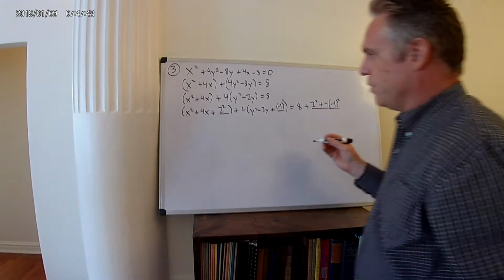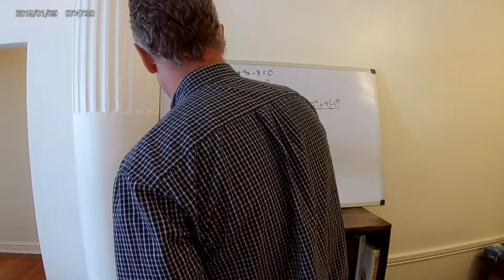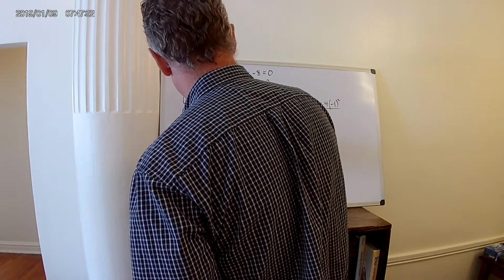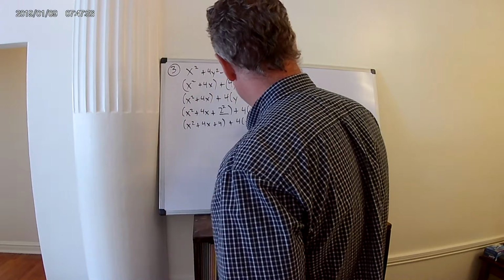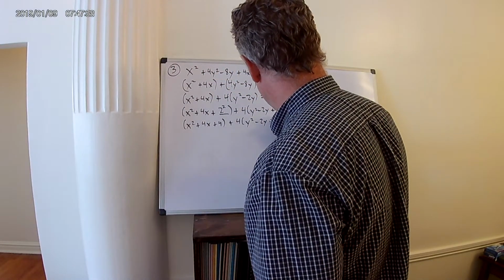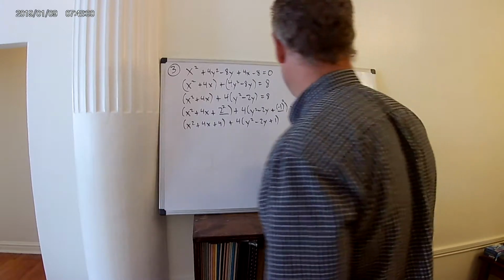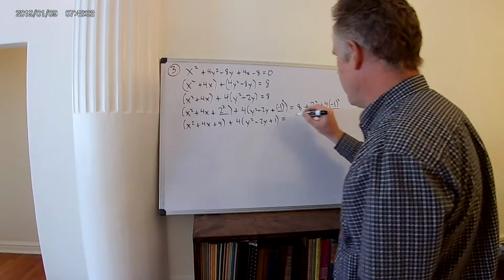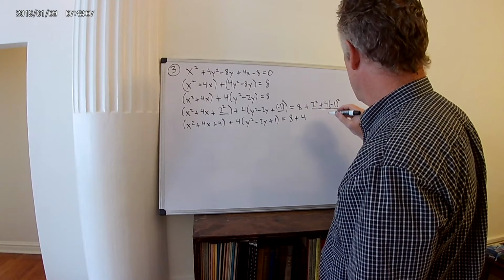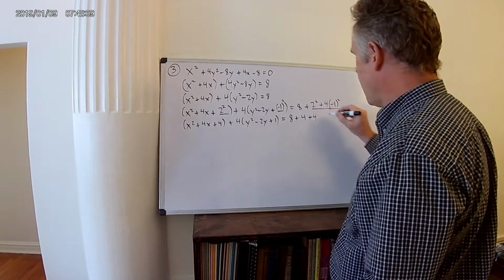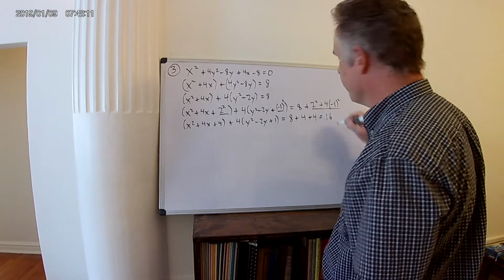And let's take this step by step. This gives us x squared plus 4x plus 4, plus 4 times y squared minus 2y plus 1, because minus 1 squared is plus 1. And then over here we have 8 plus 4 plus 4 again. Okay, and this equals 16.